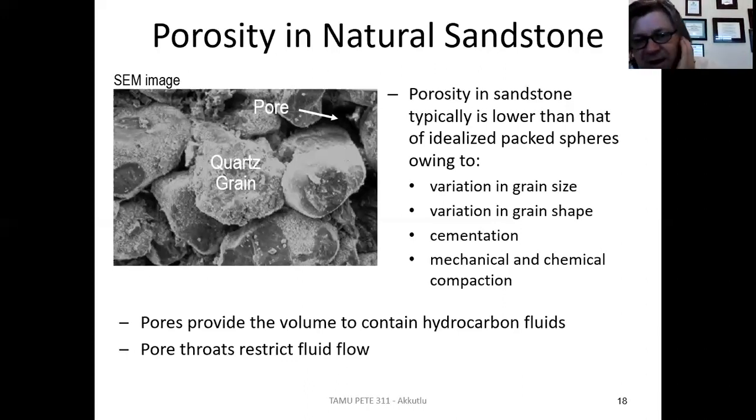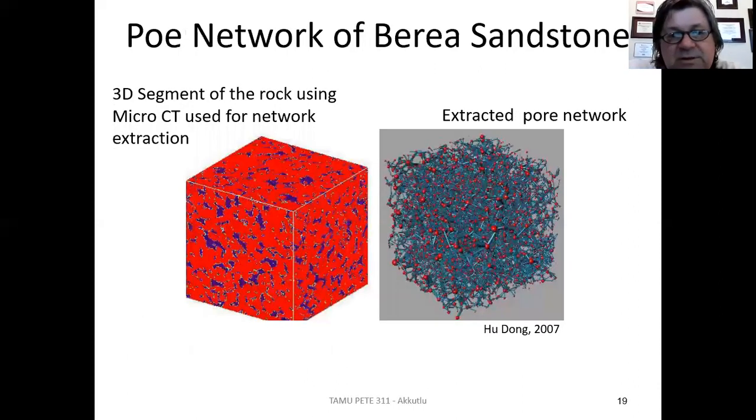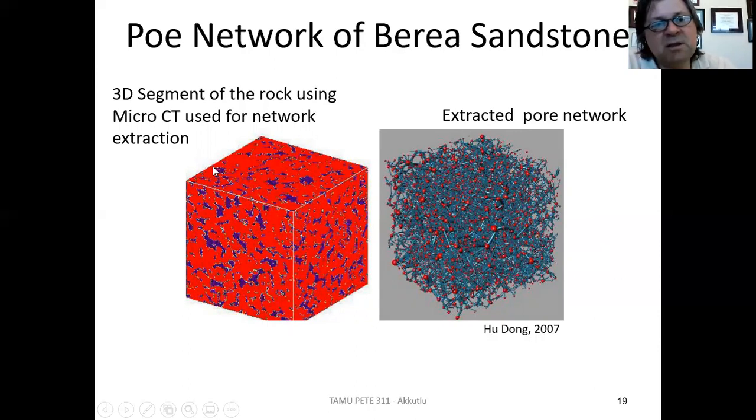So there is variation in grain size, grain shape, the cementation is changing, the clay presence, and mechanical and chemical compaction. All these phenomena are going on in sandstone, unlike the billiard balls that we looked into. So people working on these realize that they can come up with simplistic models representing the pore networks of real rocks. For example, you can have a core sample, a sample that comes from your wellbore. You can look at the pore structure of the sample using X-ray micro-CT, right?